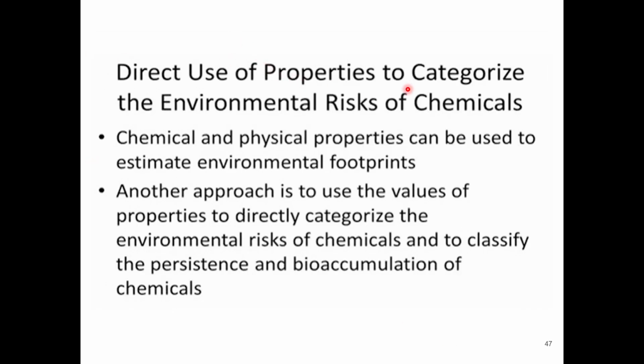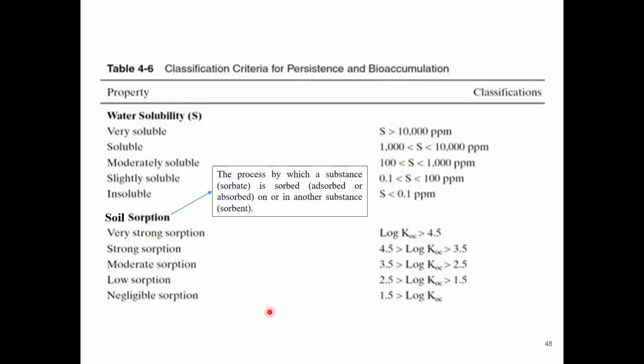So the direct use of properties to categorize the environmental risks of chemicals. The chemical and physical properties can be used to estimate environmental footprints. Another approach is to use the values of properties to directly categorize the environmental risks of chemicals and to classify the persistence and bioaccumulation of chemicals. This table denotes the classification criteria for persistence and bioaccumulation. If you see here, these are some of the properties related to water solubility, and these are the classifications provided. And similar is the case for soil sorption.